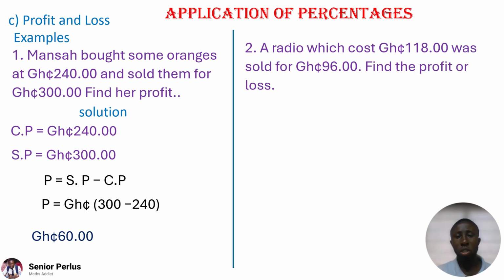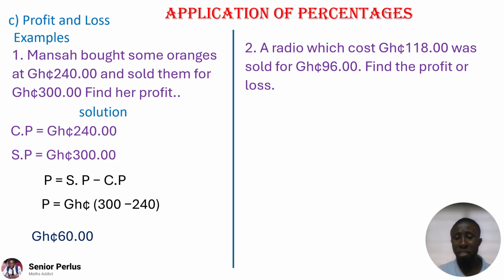A radio which costs 118 Ghana cedi was sold for 96 Ghana cedi. Find the profit or loss. So here they are asked to find the profit or loss. They don't know whether the person is making a loss or making a profit.